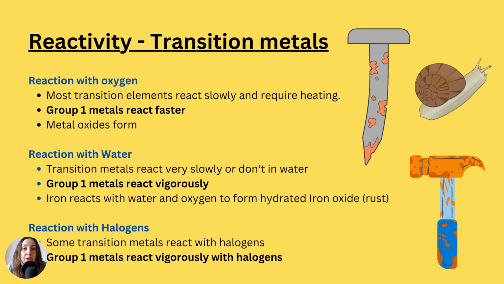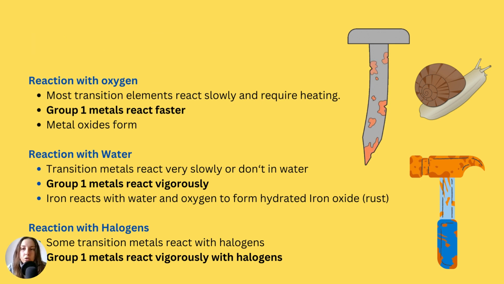We also have the reaction with halogens. And if you are wondering what a halogen is, I will link this video for you. There's a lot of vocabulary in science. I think you might recognize that. So it's always good to refresh our memory. But just so you know, a halogen is a group 7 element. You often find them on the right side of the periodic table. They're non-metals. Okay, so group 1 metals react vigorously with the halogens. However, some transition metals will react with halogens, but some obviously will not as well.